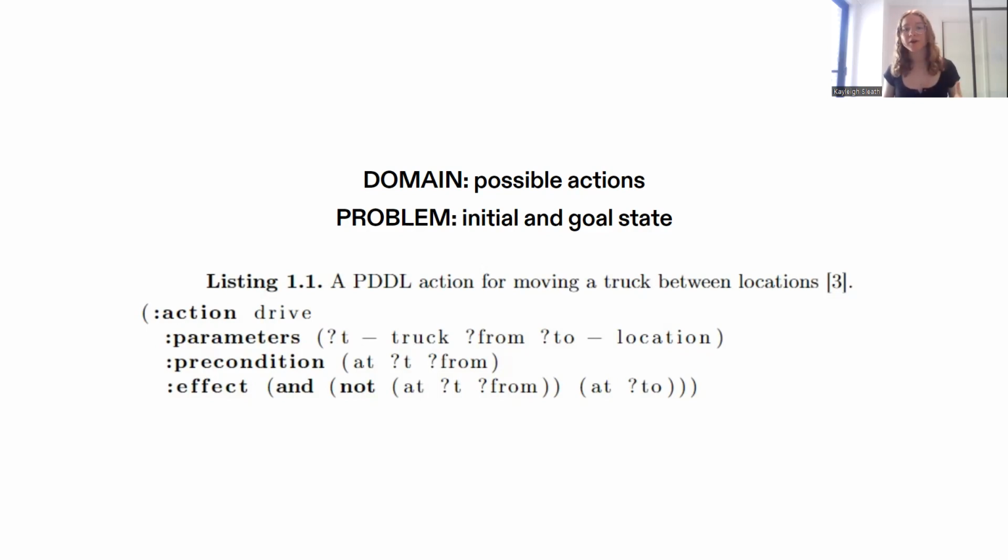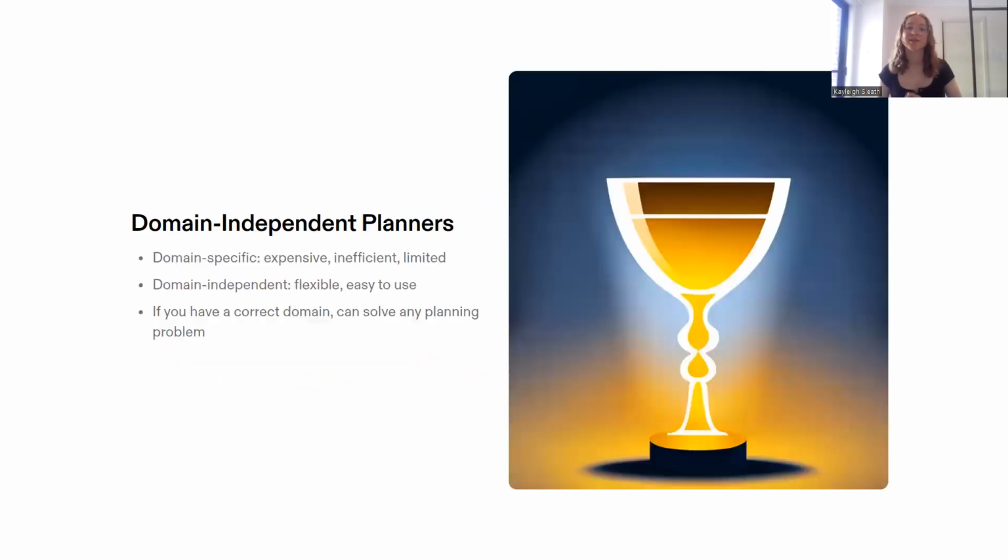And the problem file provides an initial state of the world and a desired state that we want the planner to get to. And what a domain-independent planner will do is it will take a domain file and a problem file, and it will generate all of the possible sequences of actions which can be used to transform the state from the initial to the goal state. This is much more flexible and easy to use for a wide range of users because the syntax for these domain and problem files is much less complex to pick up than the planning algorithms themselves.